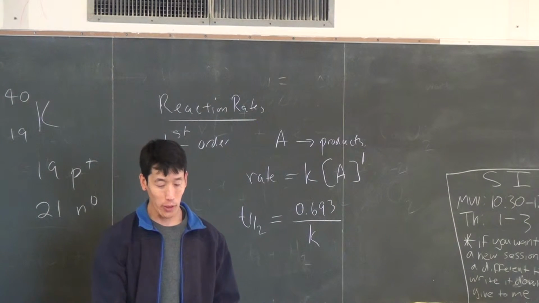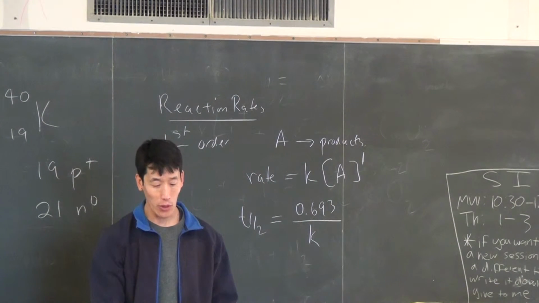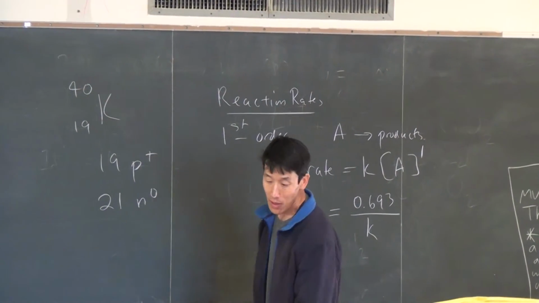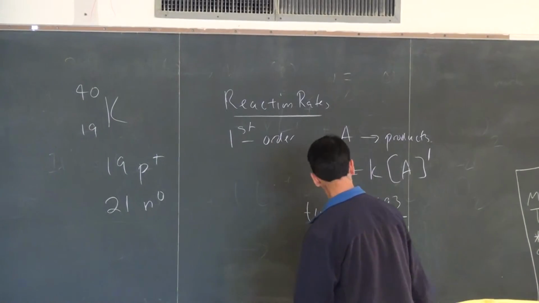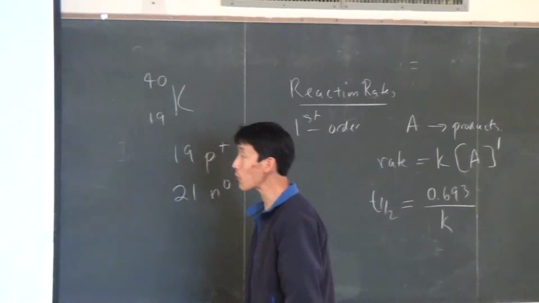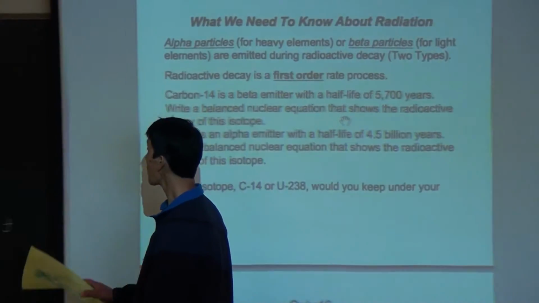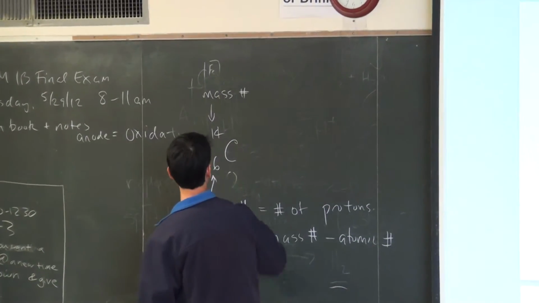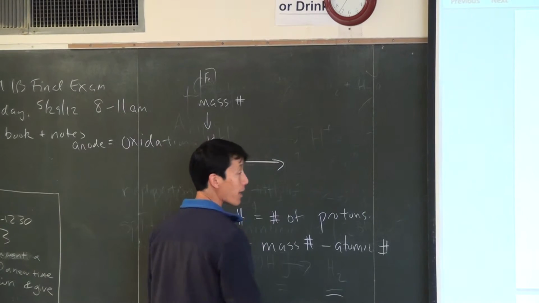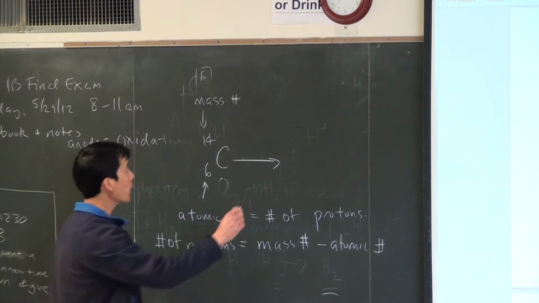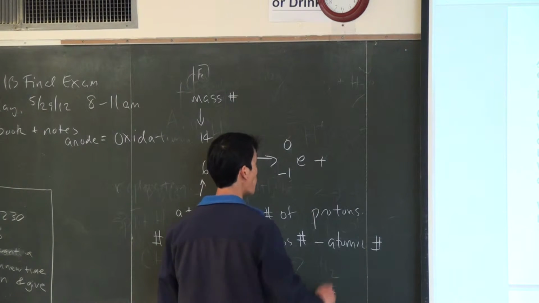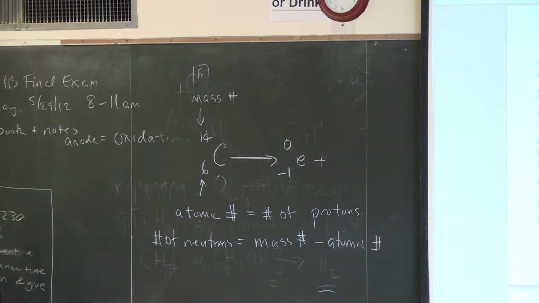Okay, so carbon-14 is a beta emitter. The half-life is 5,700 years. Write a balanced nuclear equation that shows the radioactive decay of this isotope. So for carbon-14, this is a beta emitter, so we can show an electron forming. And then there's one more product in this radioactive decay reaction.